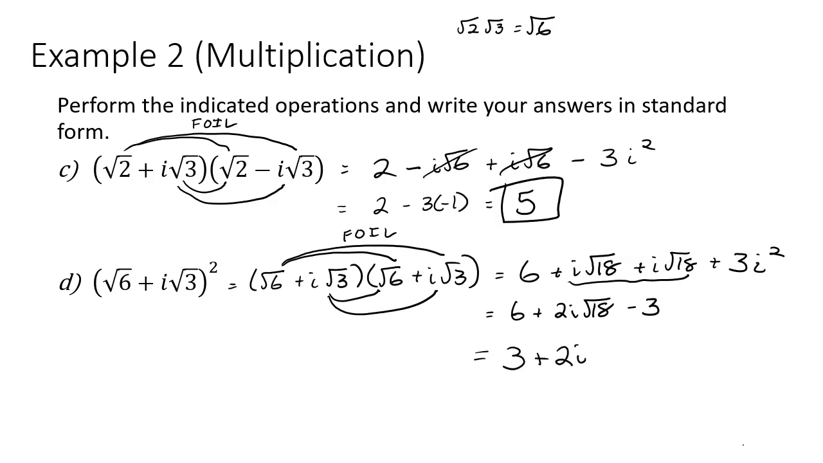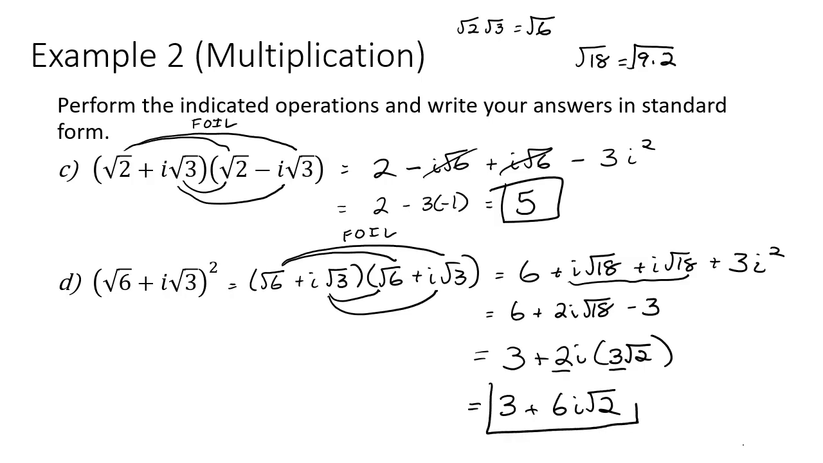But now square root of 18, because 18 is 9 times 2, we can take the square root of the 9, and that would give us 3 square root of 2. But because multiplication is commutative, you can multiply in whatever order you want to. We can multiply the 2 and the 3 together. So this is going to give us 6i square root of 2.